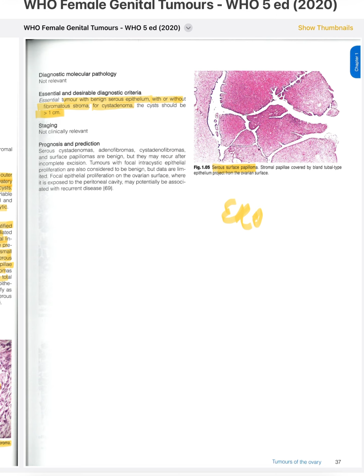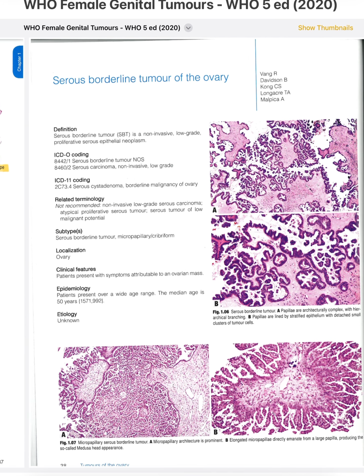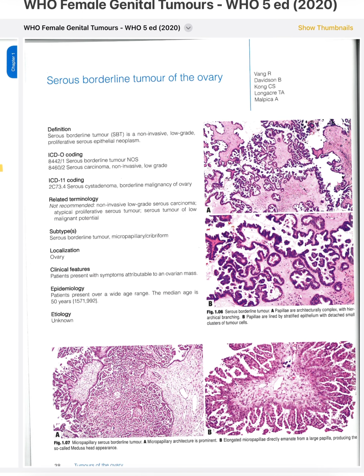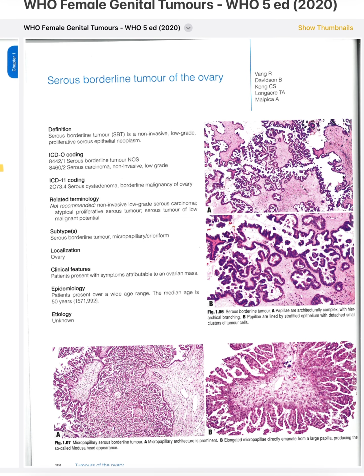Now in this photomicrograph, this is serous surface papilloma. It would be an exophytic growth grossly, and on microscopy there will be stromal papillae which are covered by bland tubal-like epithelium projecting from the ovarian surface. So we have these papillae which are projecting from the epithelium, and they have bland tubal-like epithelium. Next is the serous borderline tumor.